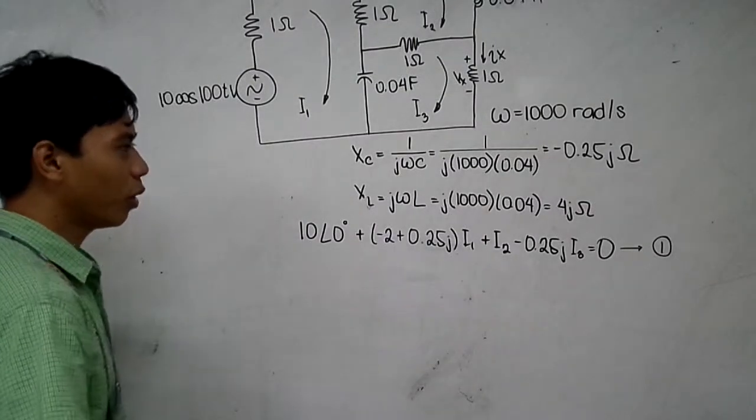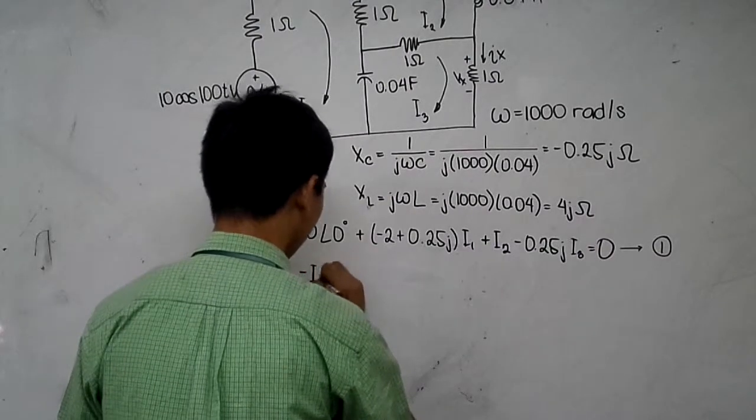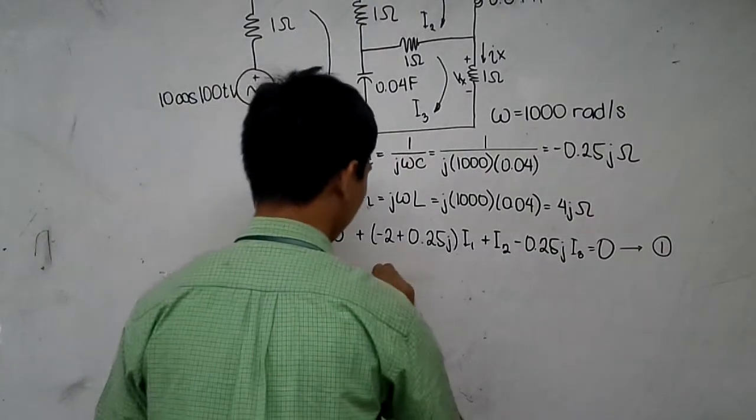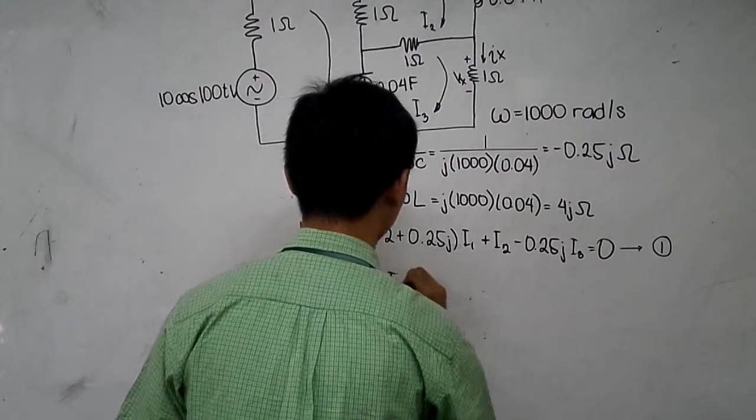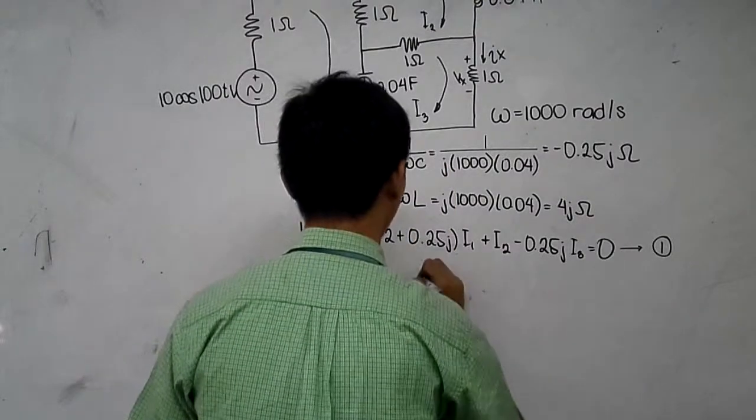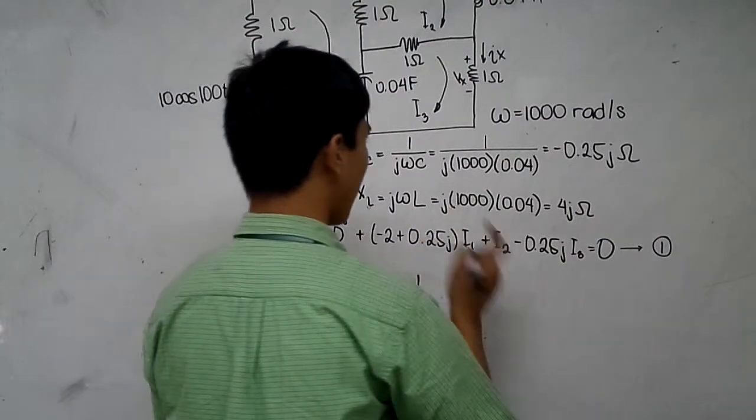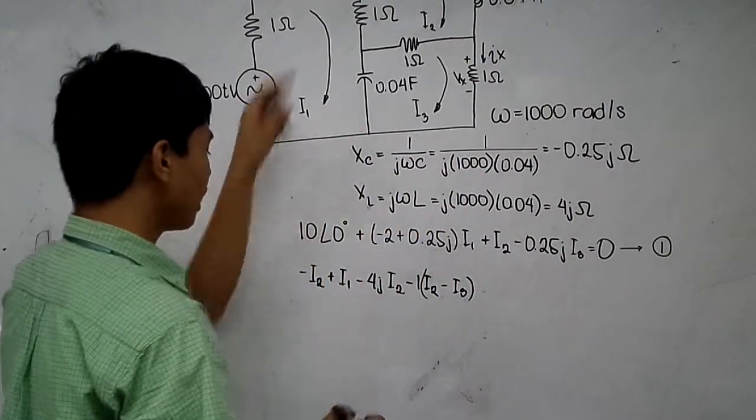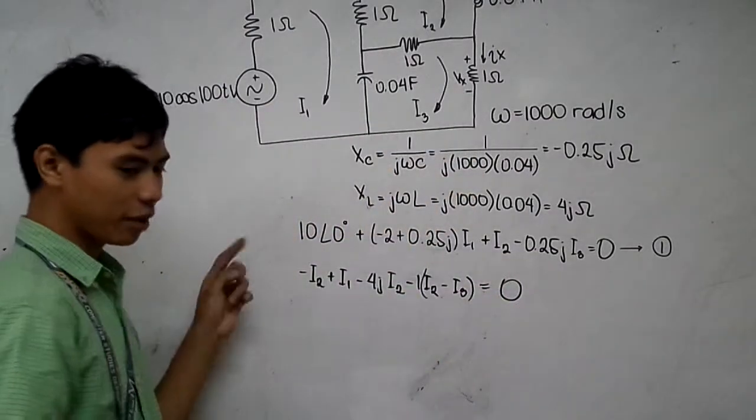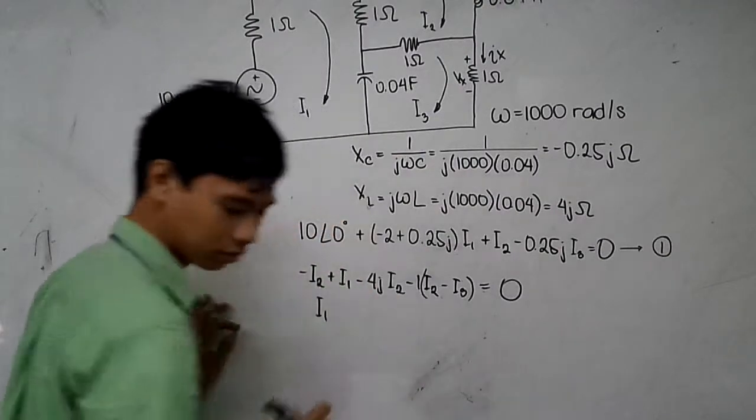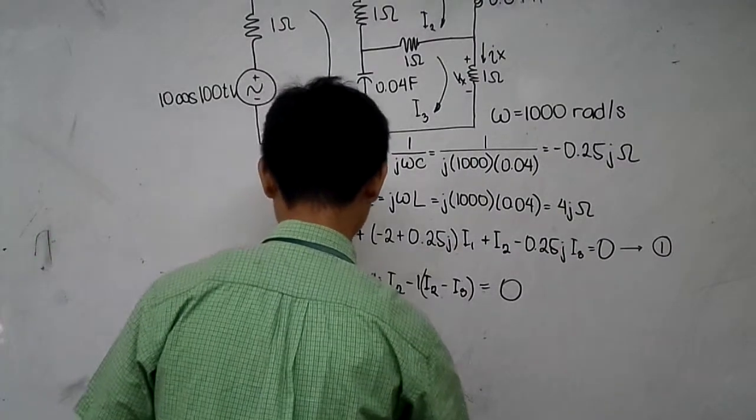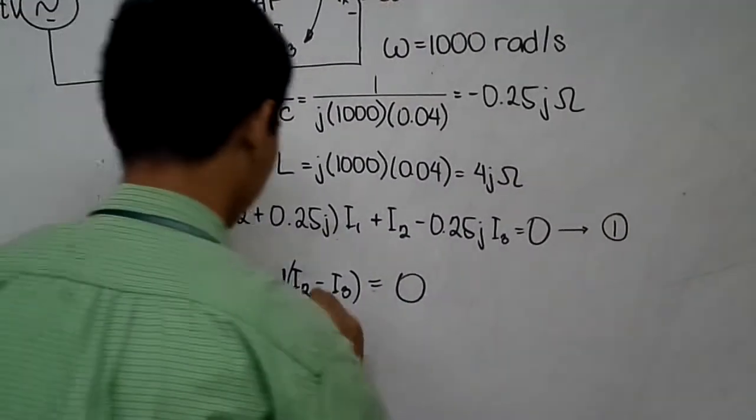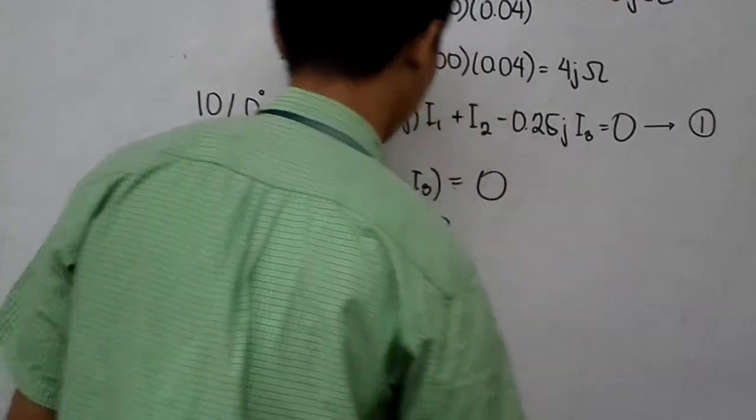Next, considering loop 2, we will have negative I2 plus I1, minus 4j I2, minus 1 times I2 minus I3, and again we have completed a loop and we equate that to 0. Simplifying this equation, we will have I1 plus negative 2 minus 4j I2 and plus I3. Let's equate that to 0. And this will be our second equation.